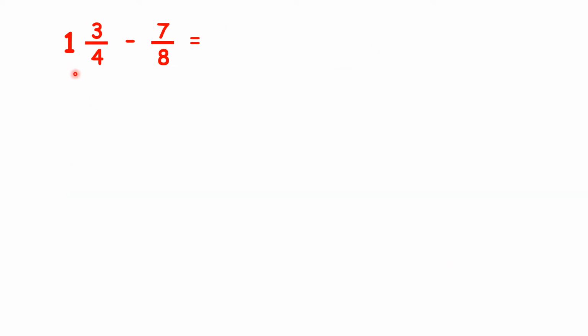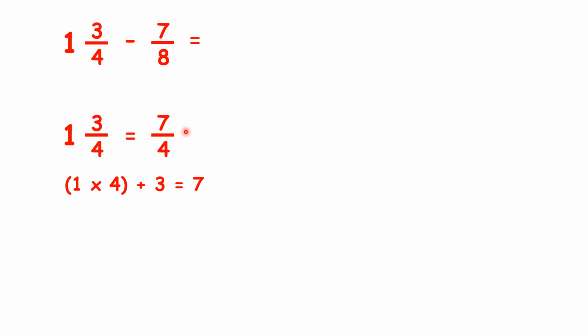Now here we have 1 3/4 minus 7/8. Now subtraction is usually easier if we're subtracting from an improper fraction rather than a mixed number. And 1 3/4 as an improper fraction is 7/4. So 1 times 4 plus 3 is 7, our numerator, and the denominator stays the same.